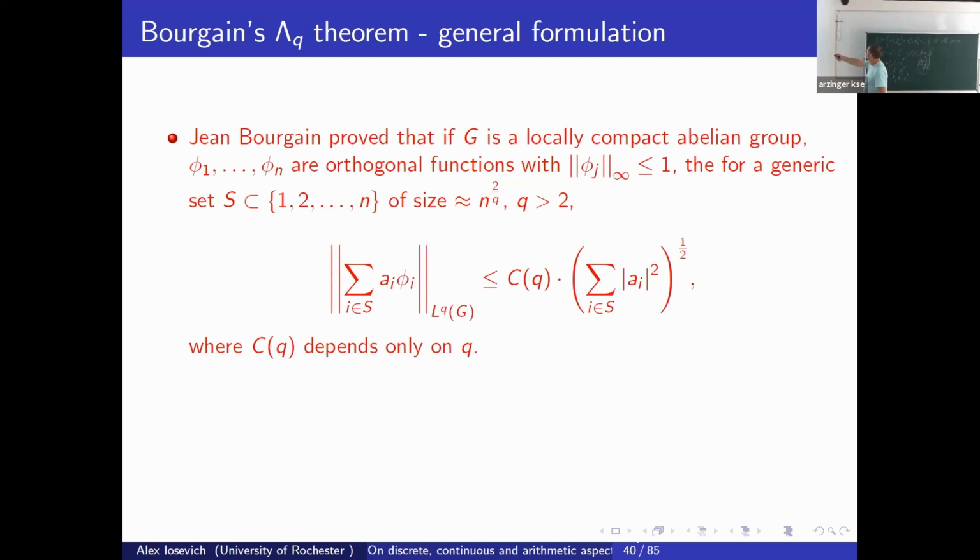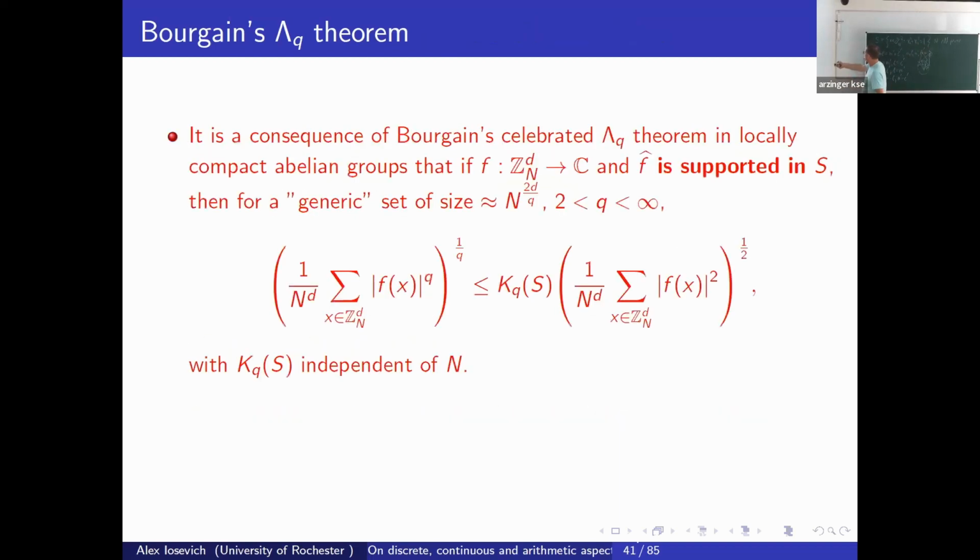So G is any locally compact abelian group. Do you guys know what locally compact abelian groups are? No, never mind. Let's skip to the next statement.